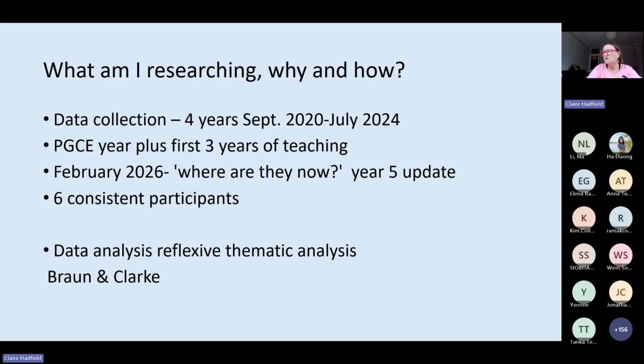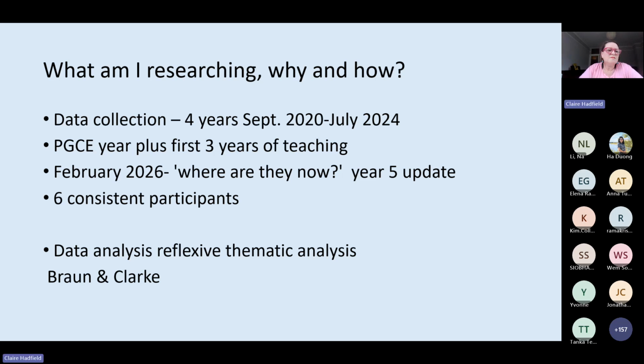From my initial cohort of 90 odd, roughly a third of them returned the initial cohort survey, which gave them the option to join the longer study. And I ended up with 6 consistent participants for the whole 4 years across maths, English and drama. So that's my cohort.